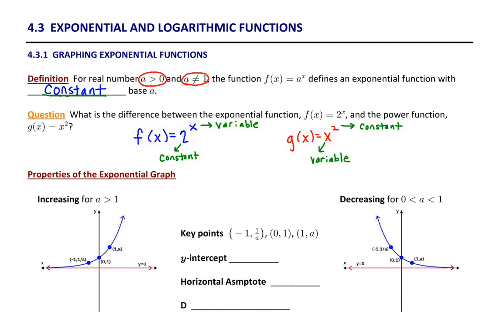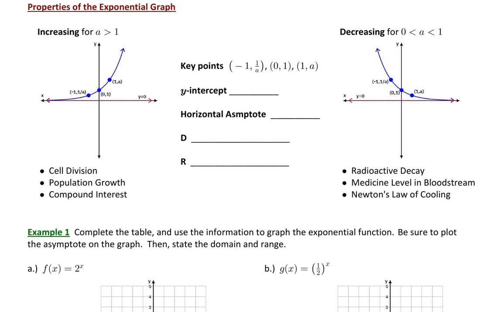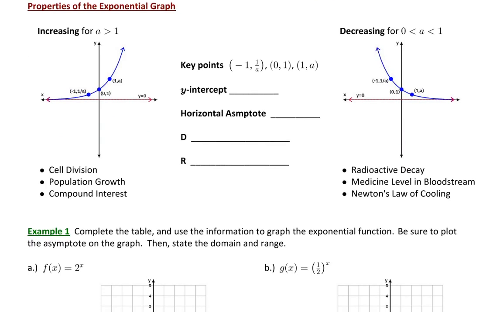So let's take a look at a couple of varieties of exponential graphs. You're going to have two possible exponential graphs. The first one is an increasing exponential function, and this occurs when the base is greater than 1. And the second possibility is a decreasing exponential function, and this occurs when the base is a fraction between 0 and 1. One's increasing and one is decreasing, but both functions have the same properties.